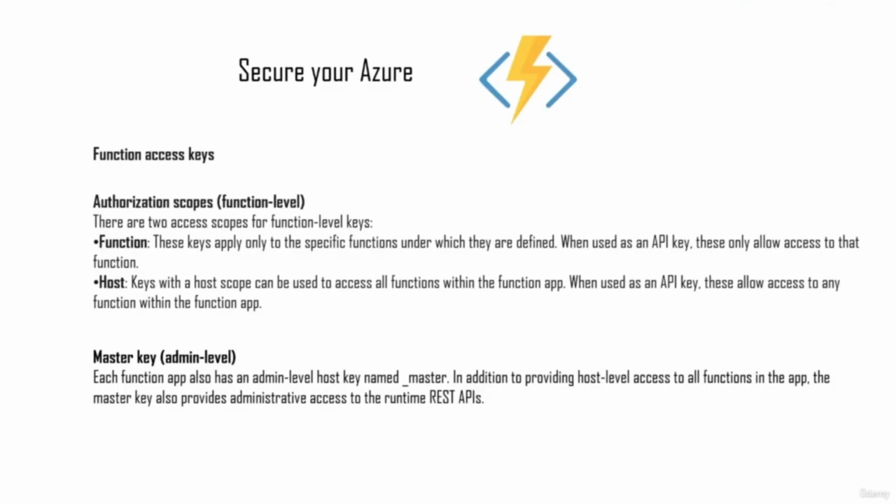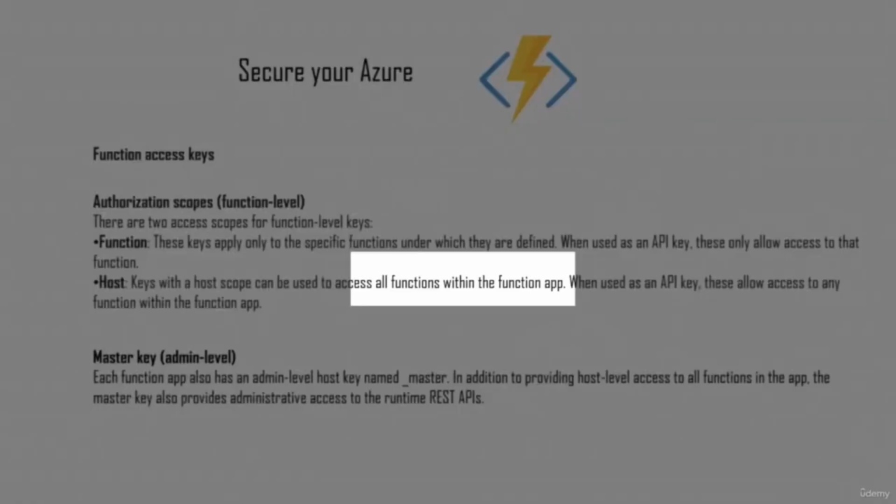So now let's talk about the first way in which you can secure your Azure functions. You can use something called function access keys. Now there are two kinds. There is the function access key and then there is the host access key. So function access key is specific to a particular function, whereas using a host access key, you can actually have access to all the functions within that particular function app.